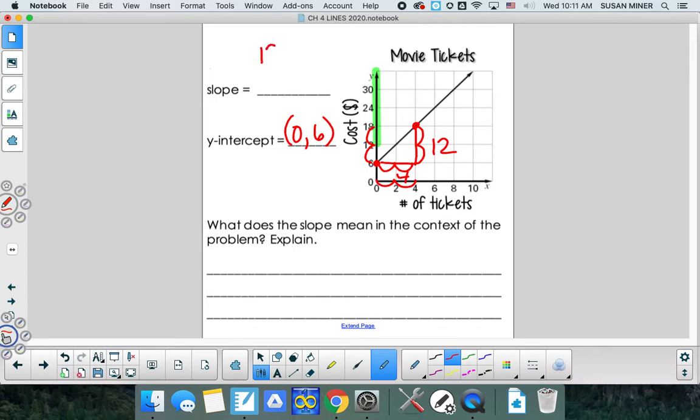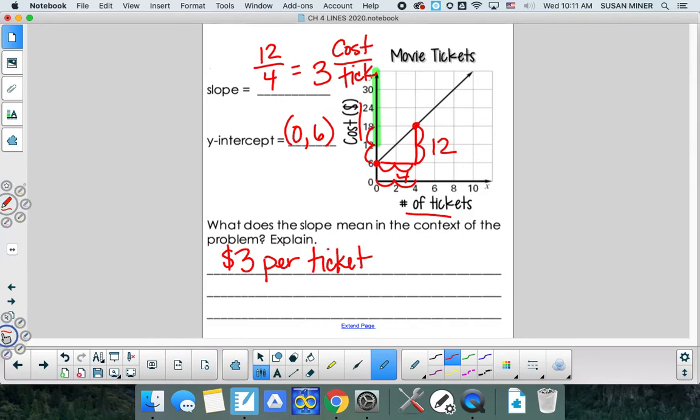So my rise was 12, my run was 4, so my slope is 3. And we're talking about cost per ticket. So there's $3 per ticket bought. $3 per ticket. That's what my slope is telling me. That my cost is $3 per ticket. Oh, that makes sense now.